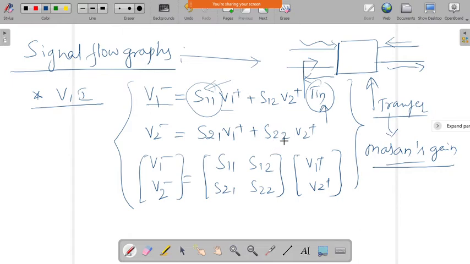Okay, now let us see the definition of a signal flow graph. A signal flow graph contains nodes.